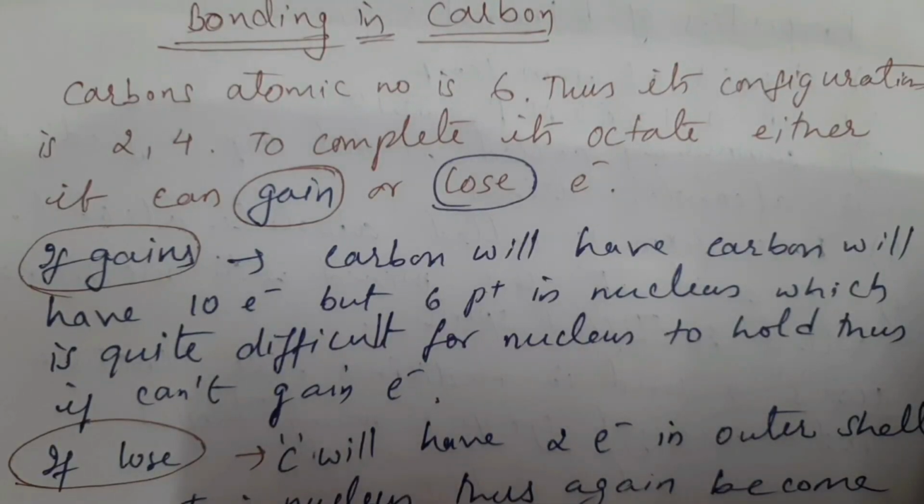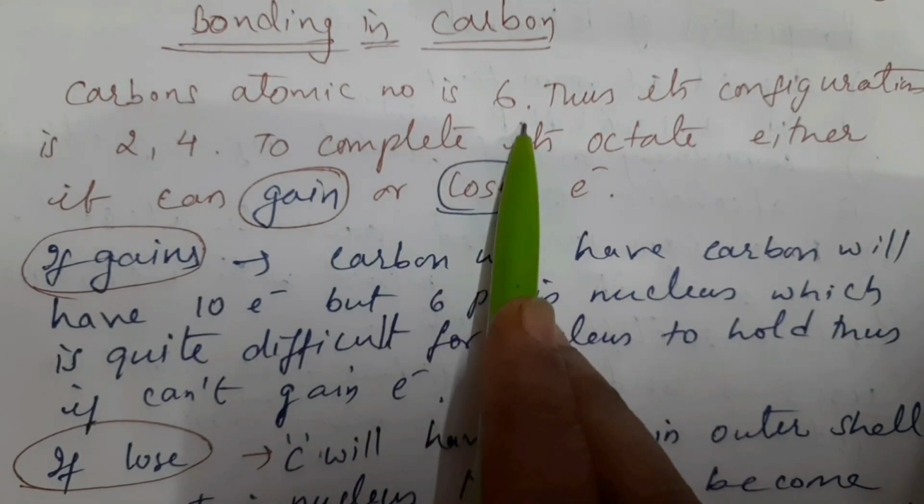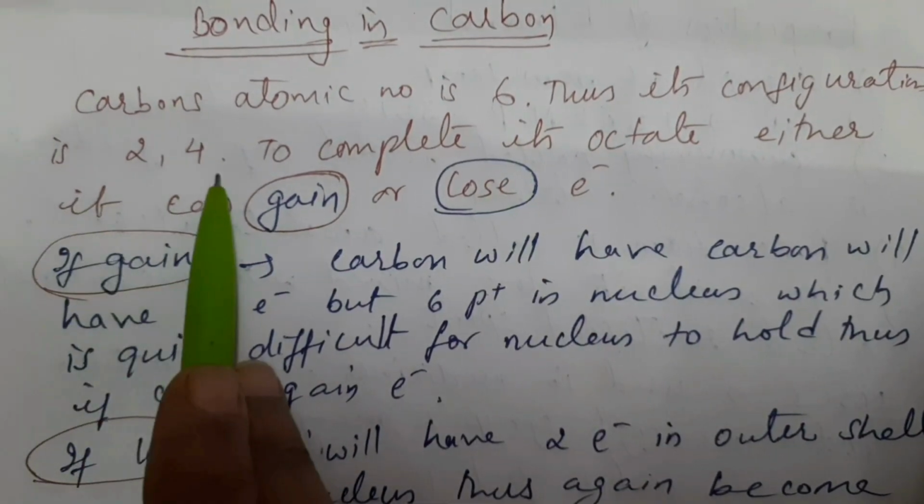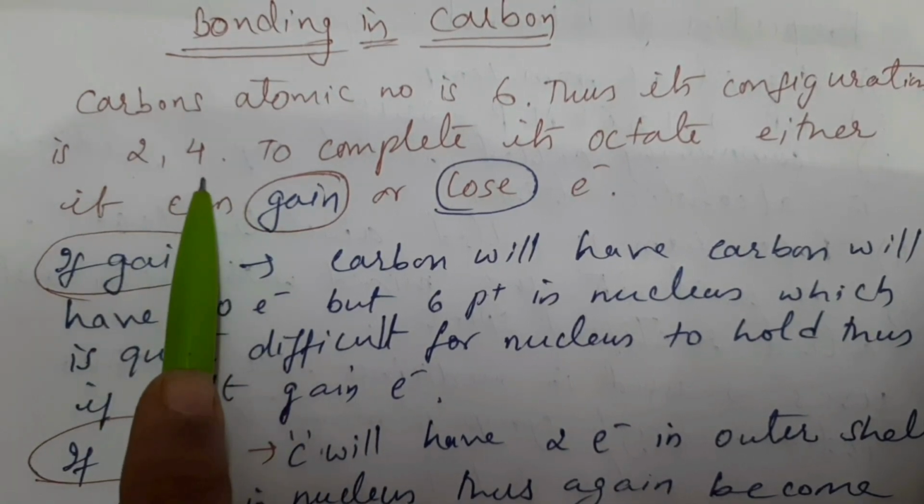Students, let's start with bonding in carbon. Carbon's atomic number is 6, so its configuration is 2, 4. That is, in the K shell, 2 electrons are there. In the L shell, 4 electrons are there.